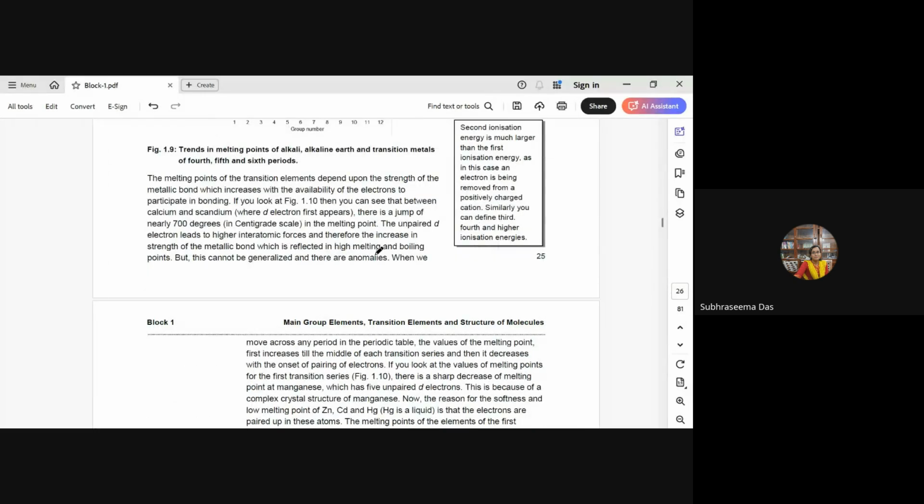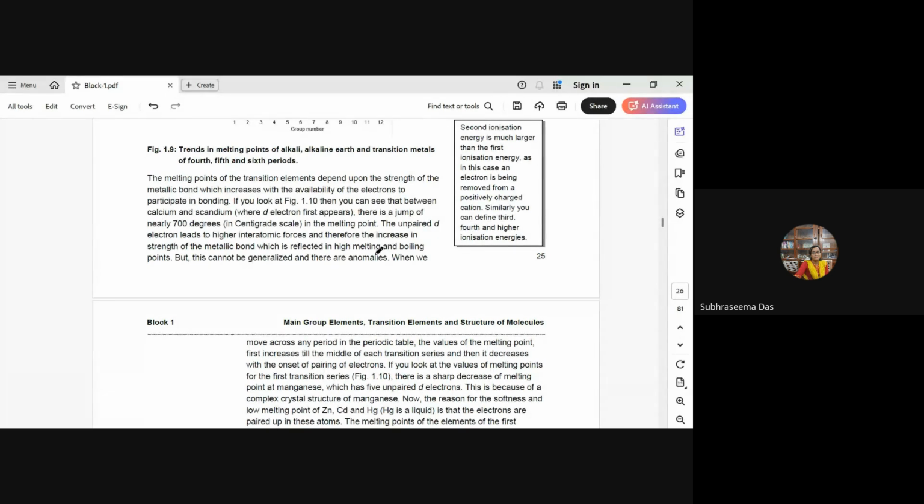The melting points of the transition elements depend upon the strength of the metallic bond, which increases with the availability of the electrons to participate in the bonding. So we know that between calcium and scandium, there is a jump of nearly 700 degrees in the melting point.